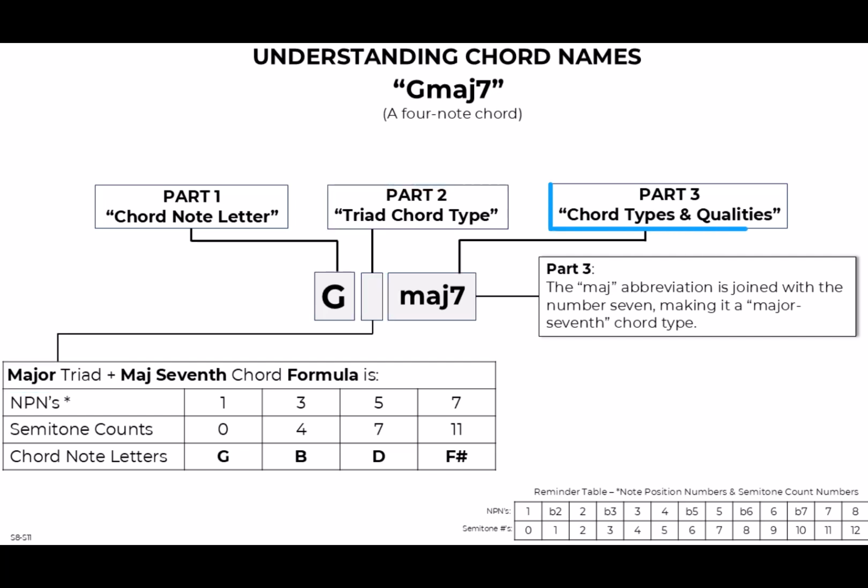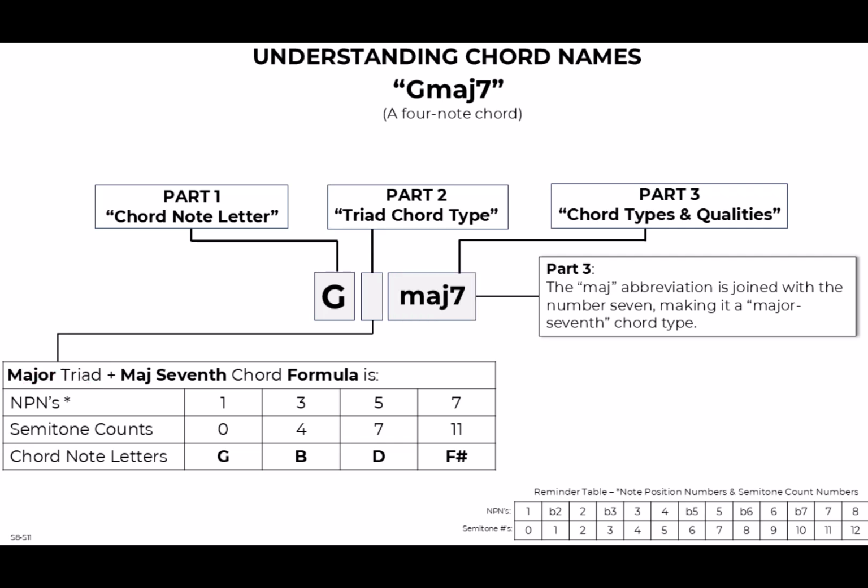For part 3, you need to know that this MAJ abbreviation is actually connected with the note position number 7, which identifies both the chord type, meaning the 7th chord type, and the note quality, meaning the note position number 7 note of the chord. And equally important, realize that this MAJ, or the major term, does not represent the term major of the major triad chord type names. These are two different major terms used in different ways.